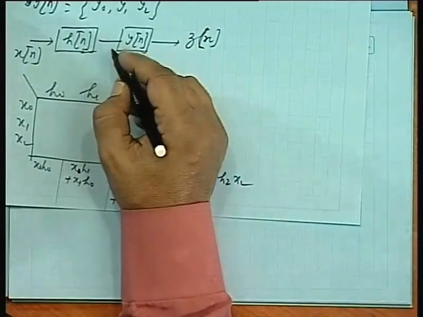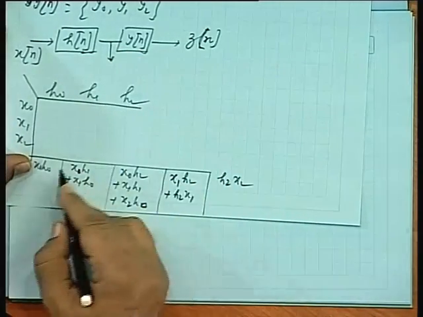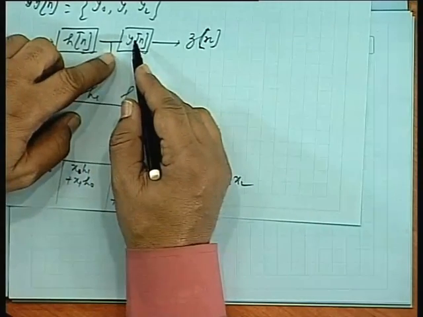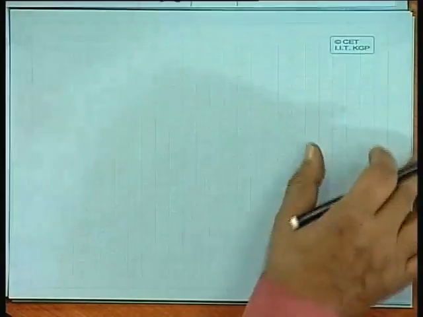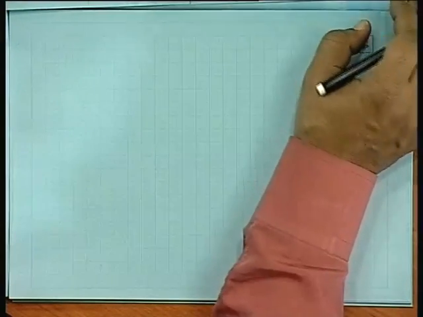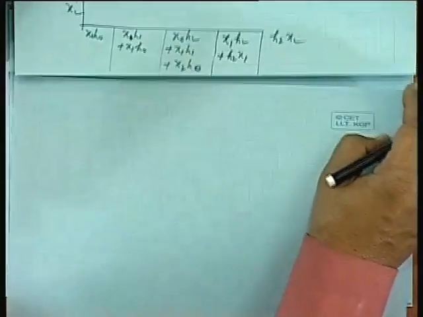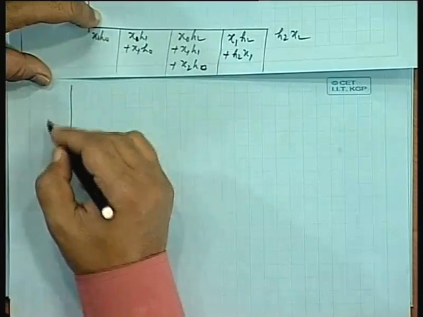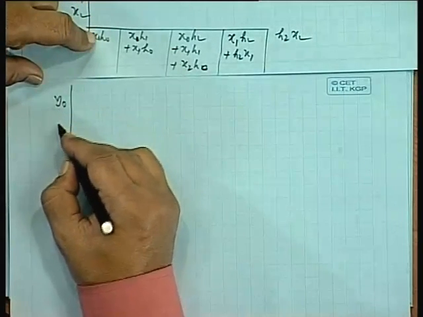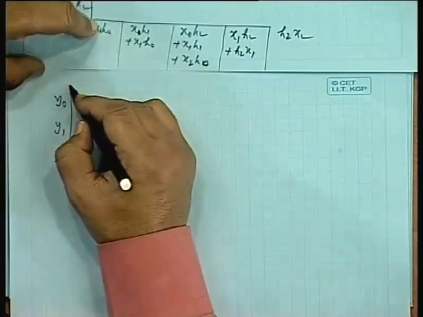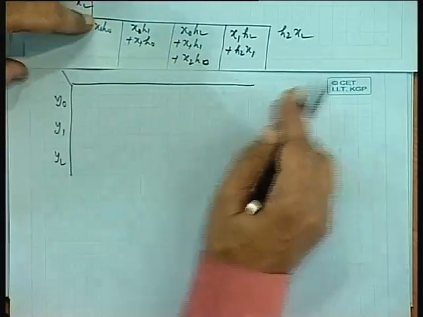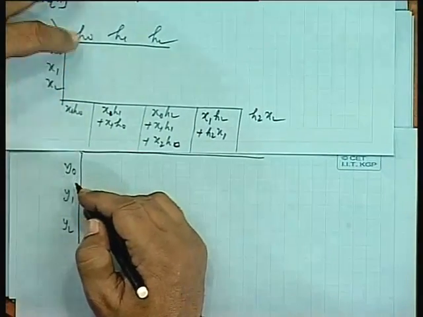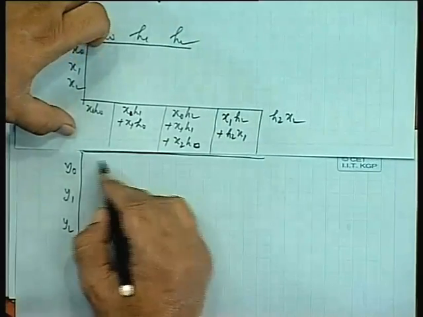Now, let us feed that. This is the output here. The one that we have got here is output here. All right. Now, this is to be convolved with yn. So, let us take it in the next step. This is my input and this is y0, y1, y2. This is sitting over here. So, what will be the output here?